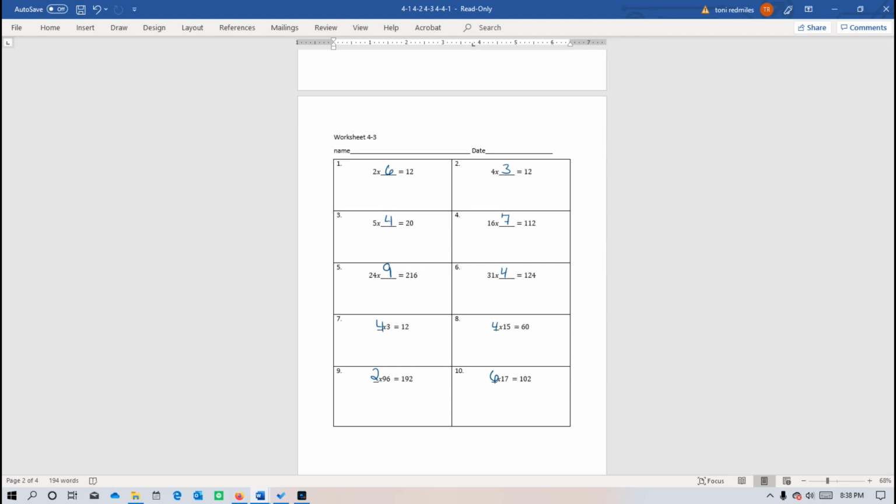All right, pre-algebra students, we are on to worksheet 4-3 in this class. This is the last topic in part 1. Part 2 actually starts out with topic 5. So this just keeps going and going and going.